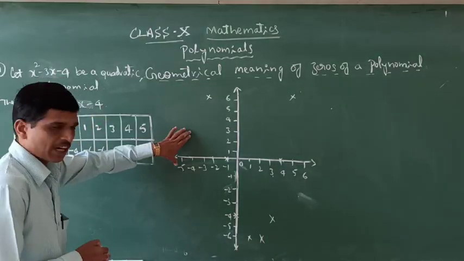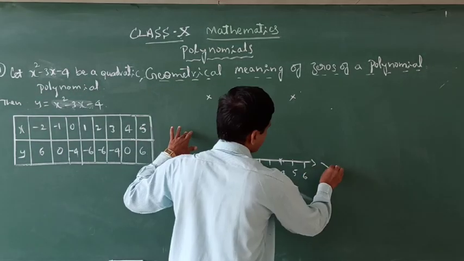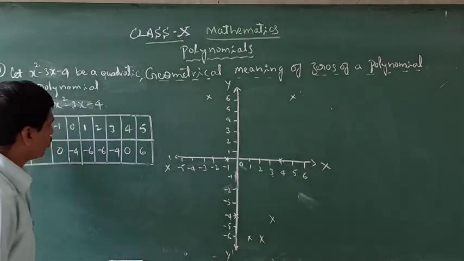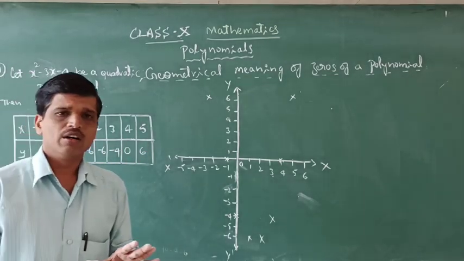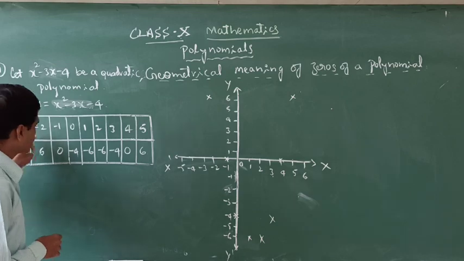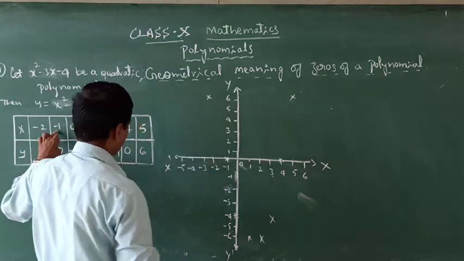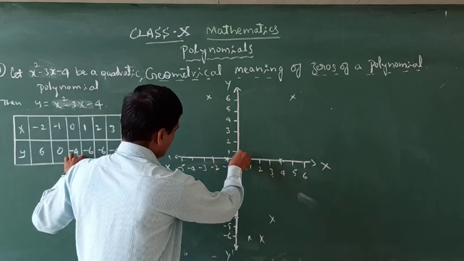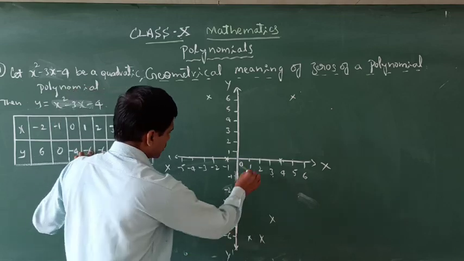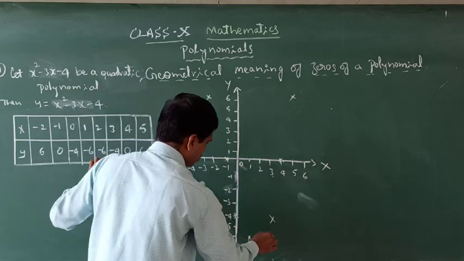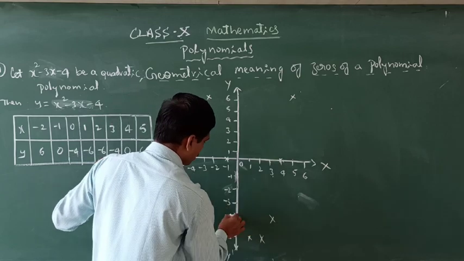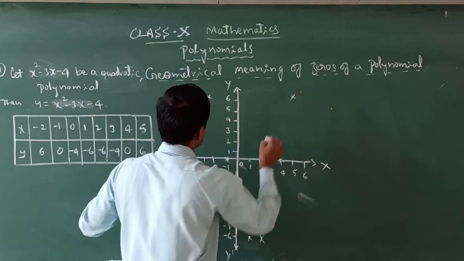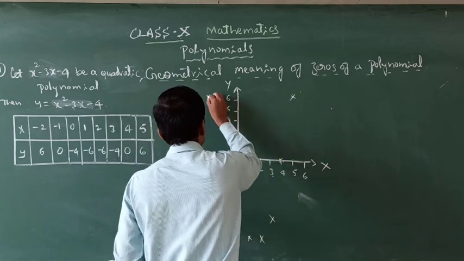Just go through the graphical representation. Here it is x coordinate as well as y coordinate, x and y. Now represent this. What kind of graph will appear? Look here: minus 2 to 6, minus 1 to 0, 0 to minus 4, 1 to minus 6, 2 to minus 6, 3 to minus 4, 4 to 0, and lastly 5 to 6. Now draw the line. What kind of line will appear?